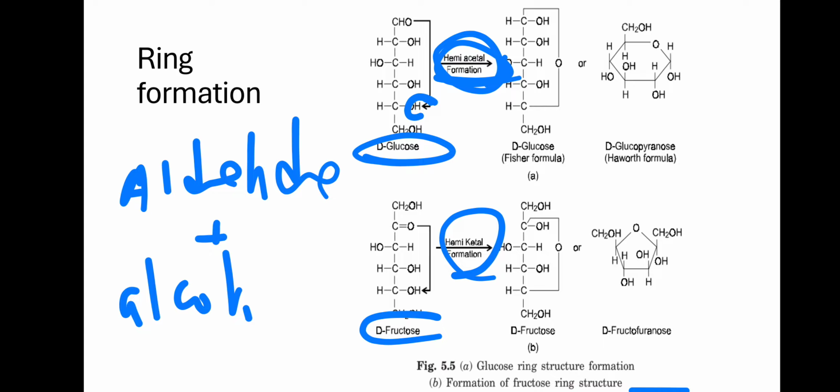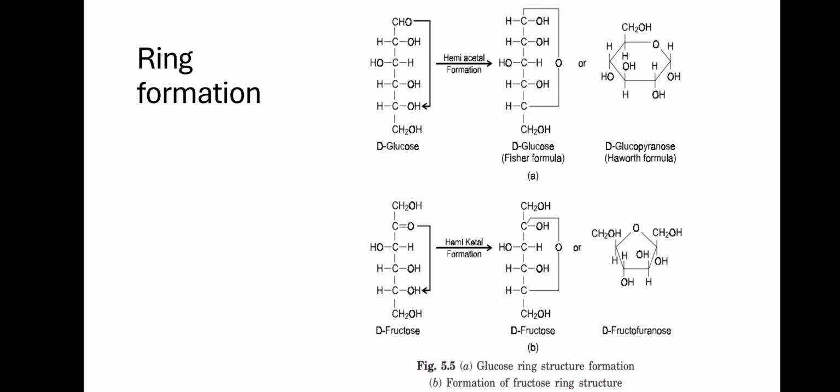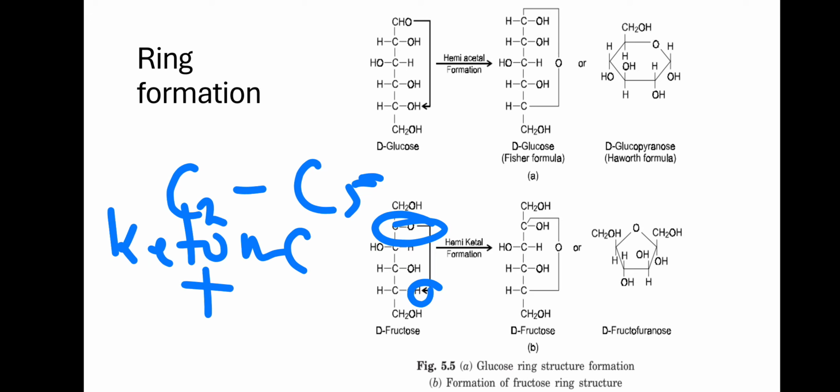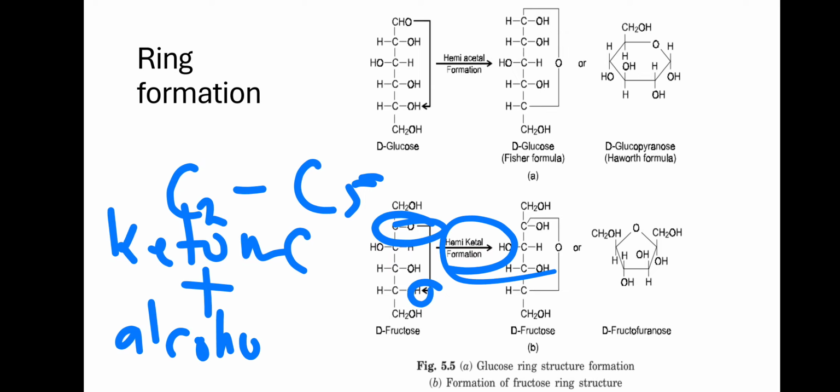Write it down, hemiacetal. And then we can also have our ketone forming a bond with the hydroxyl group here. So this one is going to be from what? C2 to C5. So if we have our ketone making a bond with our alcohol at C5, we're going to call that a hemiketal formation or hemiketal linkage. So keep that in mind. So we're going to make this guy here and we're going to make this guy here.